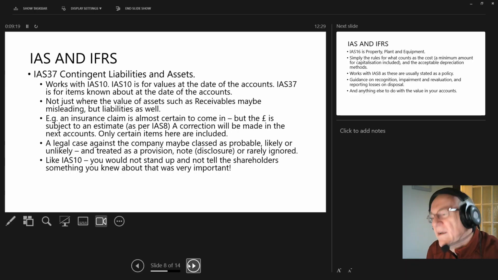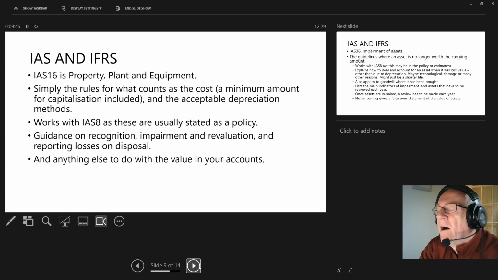But legal cases have a habit of coming back and not going away. You may think you got away with not paying somebody some wages, but it will happen. There's a 5-year period for claiming wages in small claims. So, like International Accounting Standard 10, you wouldn't want to stand up and not tell the shareholders. It will come back. It will hit you. Karma will get you.